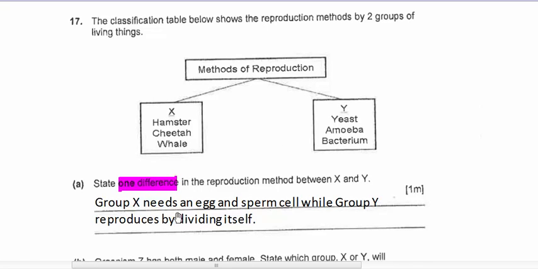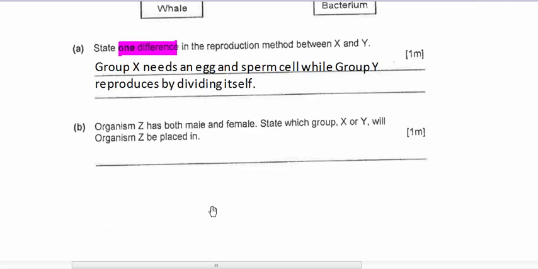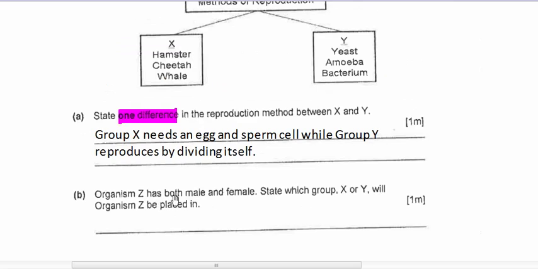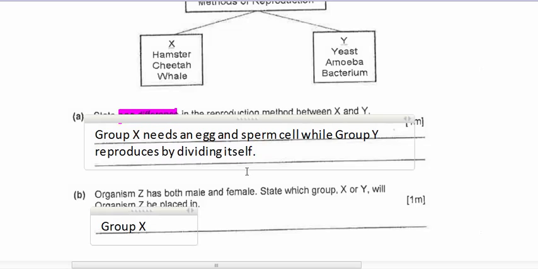So group X needs a male, an egg, and a sperm cell, while group Y reproduces by dividing itself. This one needs two things, here it needs only one. B, organism Z has both male and female. State which group, X or Y, will organism Z be placed. Because it needs both a male and female, it's very obvious that it must be placed in group X.